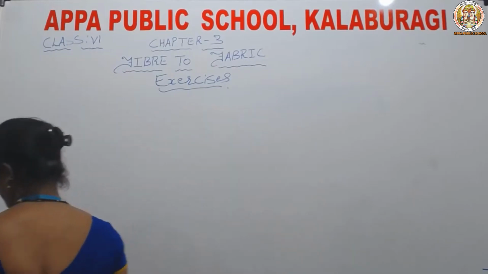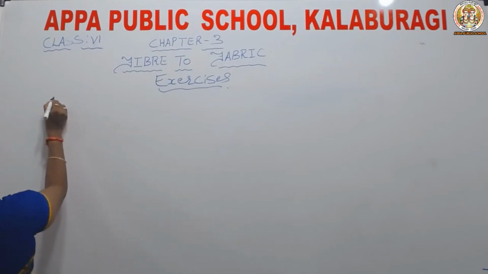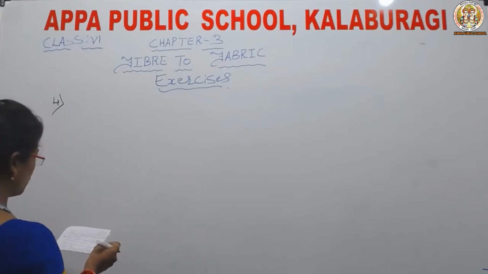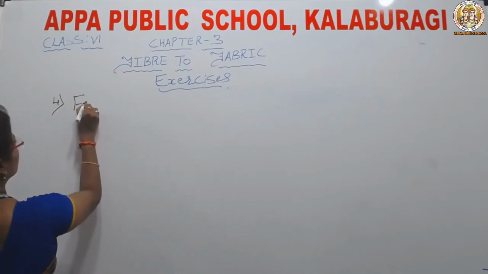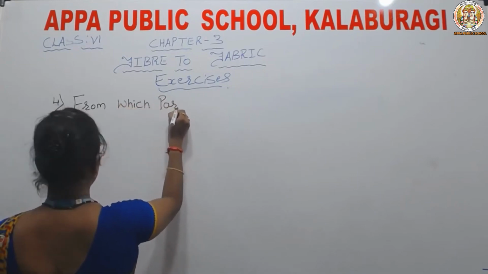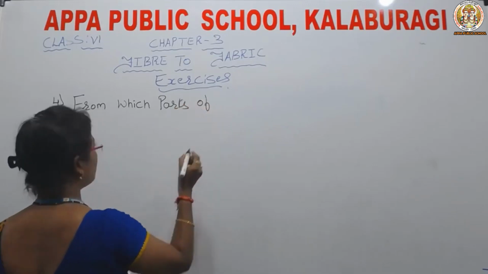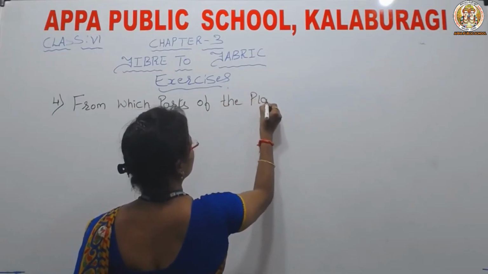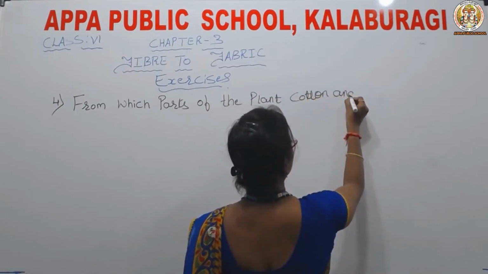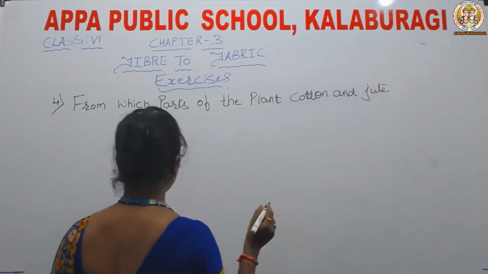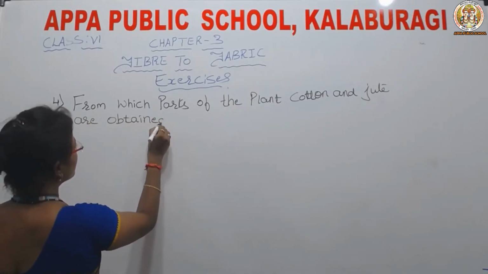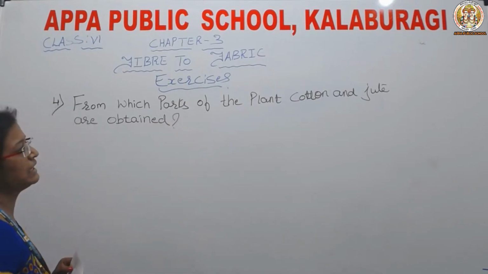So next question is, fourth question. So let me read the question. From which parts of the plant cotton and jute are obtained? So here, from which parts of the plant do we get cotton and jute?